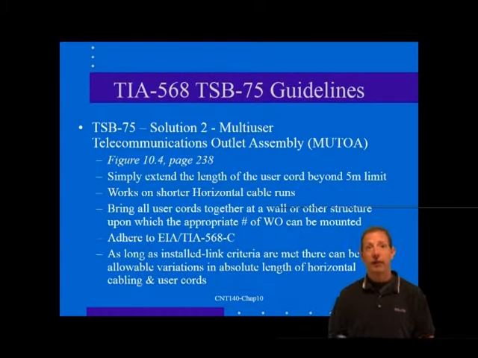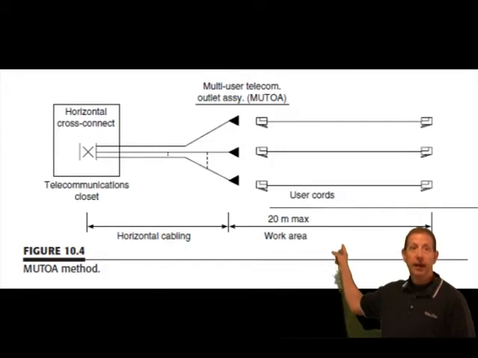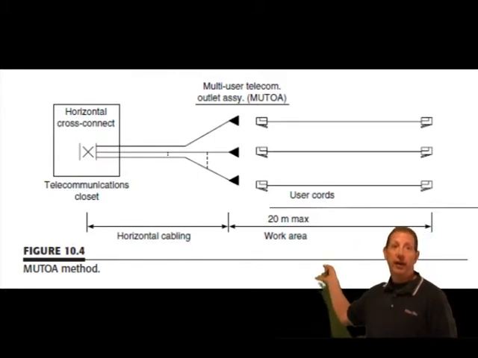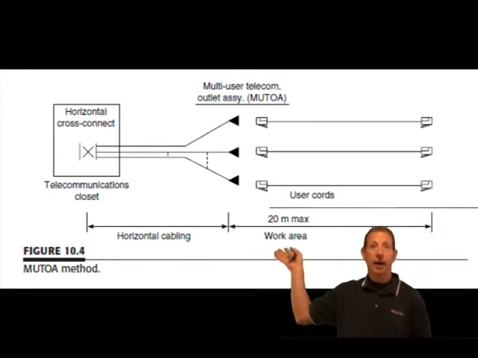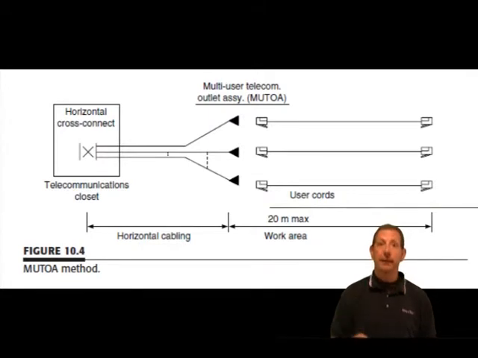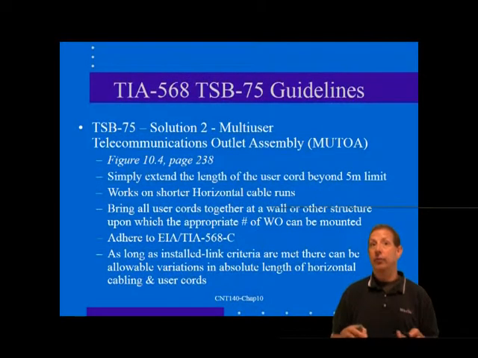The multi-user outlet method is shown here behind me, and the basic premise of the multi-user outlet method is that the operating parameters of the channel must be maintained for proper operation of equipment that is connected according to the 568C. So as long as the installed link criteria are met, there can be allowable variations in the absolute lengths of the horizontal cabling and user cords.